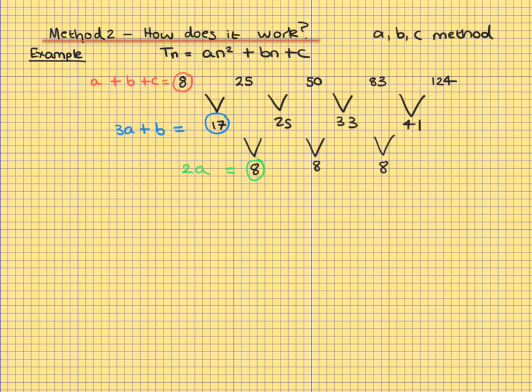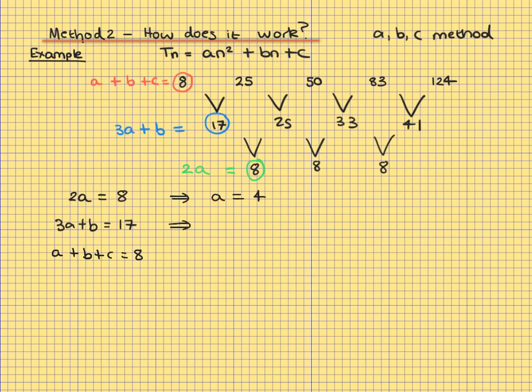We have 2a equals 8, the easiest one, 3a plus b equals 17, which we can solve once we know the value of a, and finally a plus b plus c equals 8, which we can solve once we know the value of a and b. We can find c. So very, very simply, the first little equation gives us a equals 4.